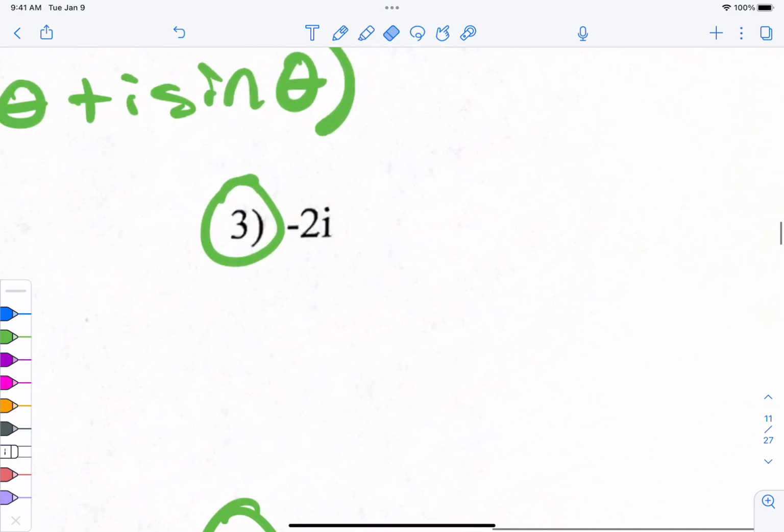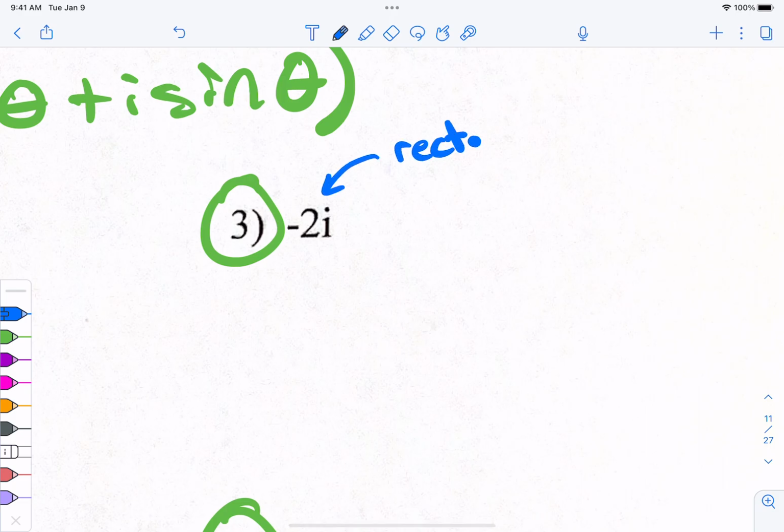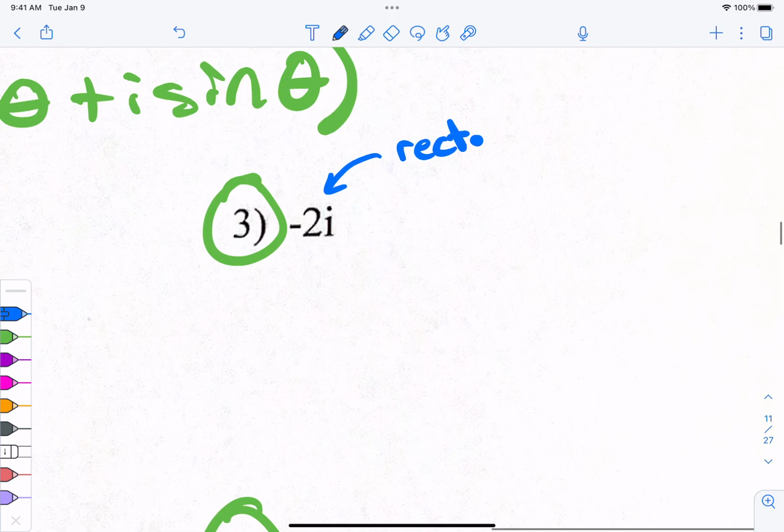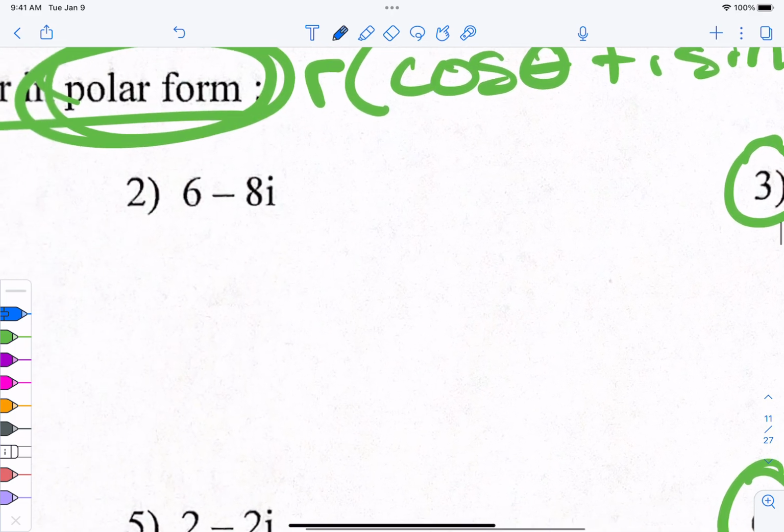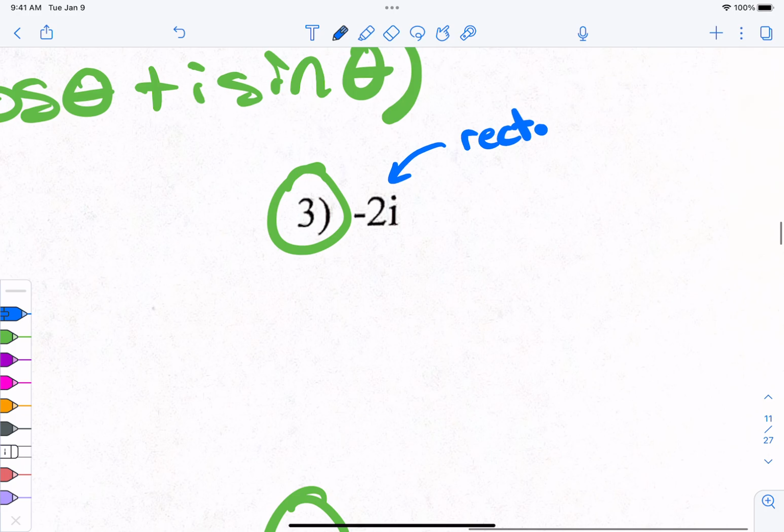What form is number 3 in right now? Do you remember? It is currently in rectangular form, okay? Now, it does not have two parts to it like all the other ones do, like 6 minus 8i. This is just negative 2i. So if it helps, you can make it 0 minus 2i, right? Like it's missing the 0 part, okay?